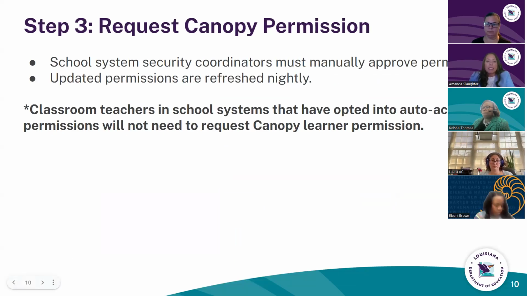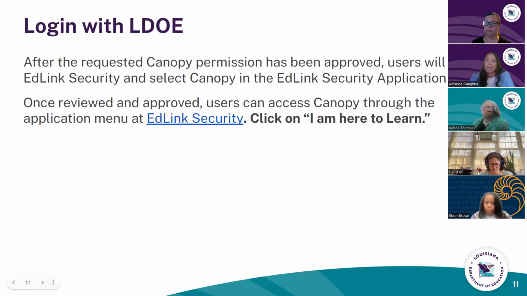The school system security coordinators must manually approve all permissions, and they are updated each night. So once the security coordinator approves it, the next day, the user should have access. After 24 hours of having access, they can log in and click I am here to learn, and they will be able to access Canopy, and their courses should be in there.